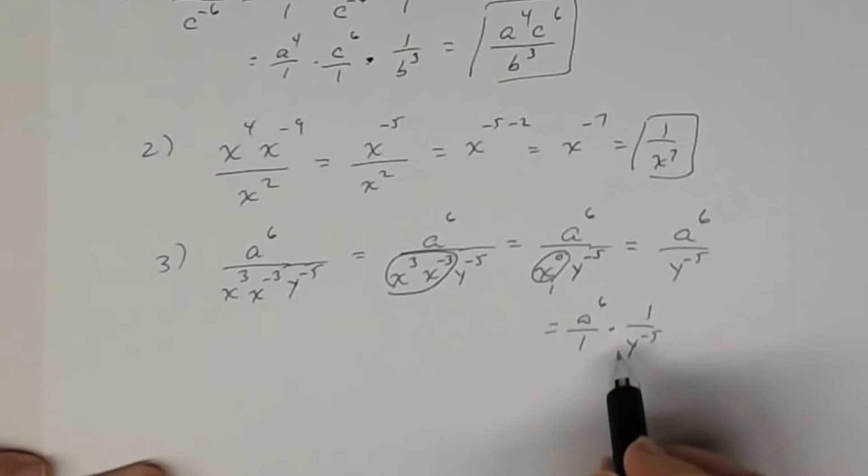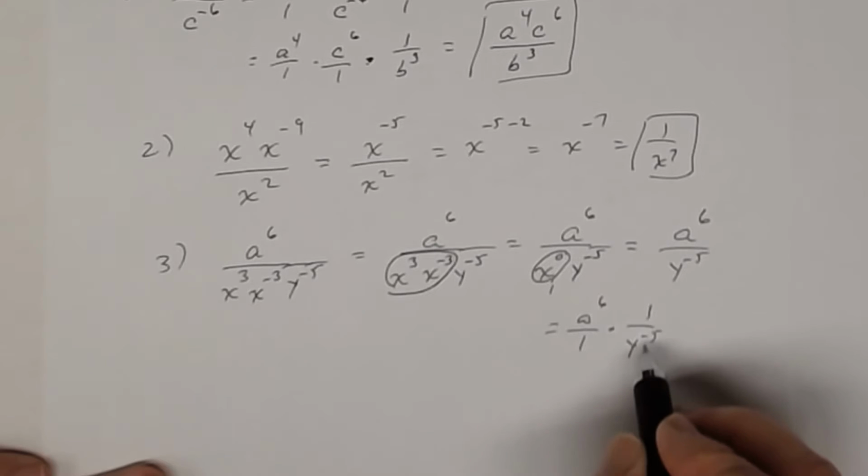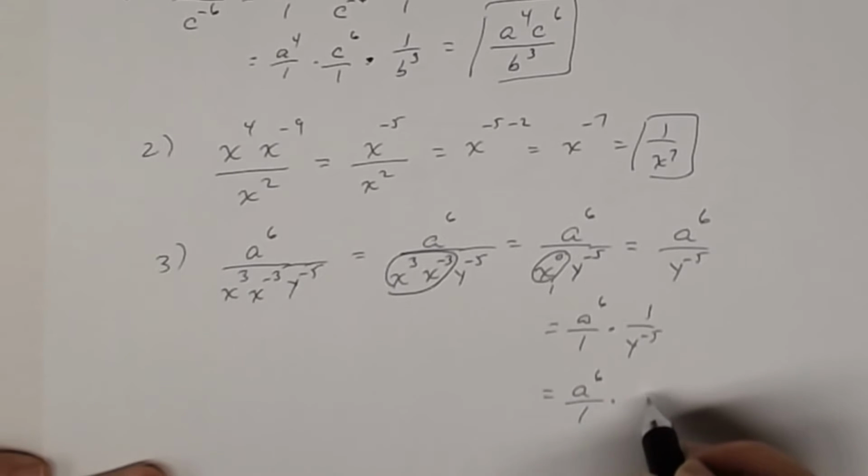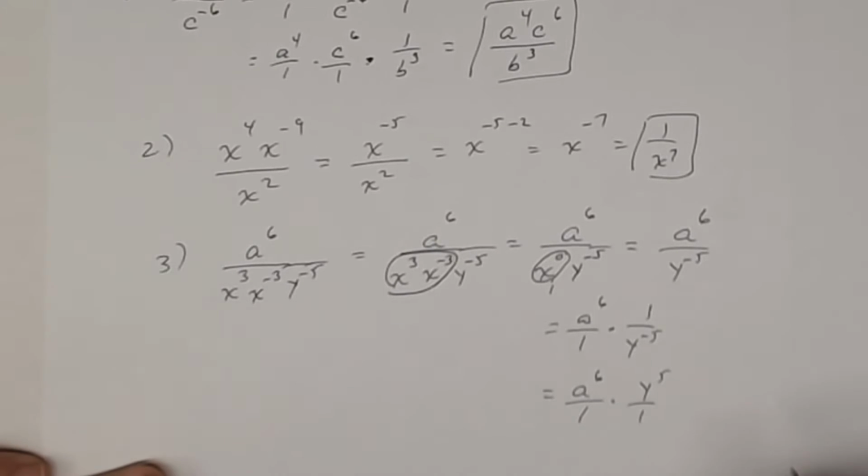So now I know that y to the negative 5th, to make that exponent positive, I'm going to have to rewrite this as a to the 6th divided by 1 times y to the 5th divided by 1. So this expression is the same as this.